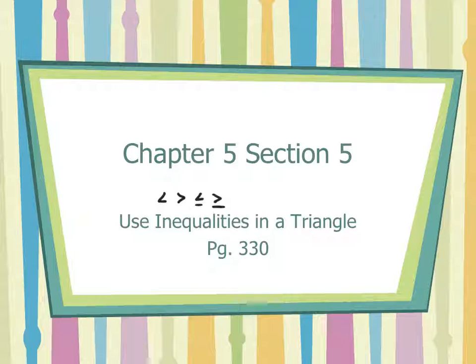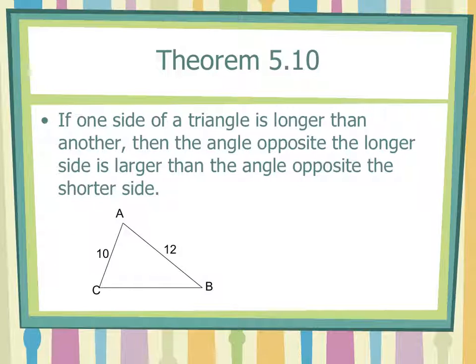It's not equal to something. It is less than, greater than, less than or equal to, greater than or equal to. Those are things that we're looking at. Okay, so our first theorem goes like this. If one side of a triangle is longer than another, then the angle opposite the longer side is larger than the angle opposite the shorter side.